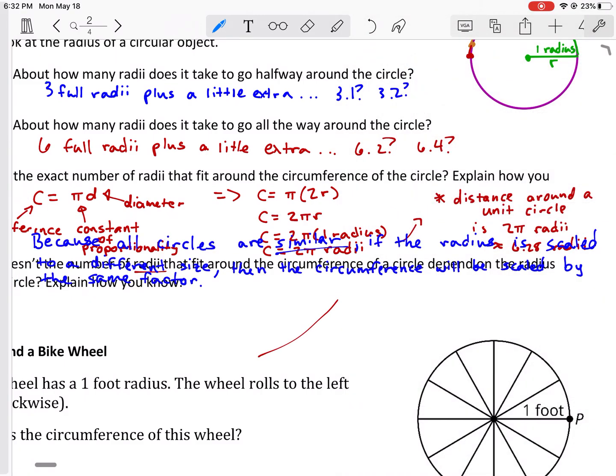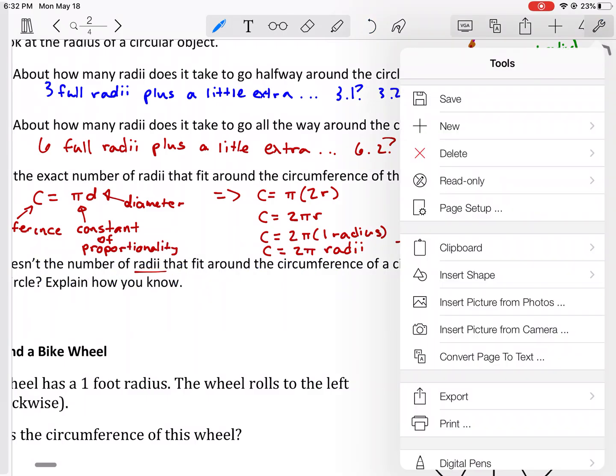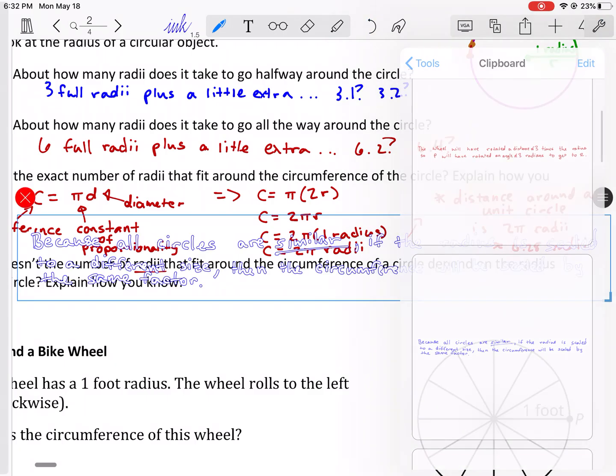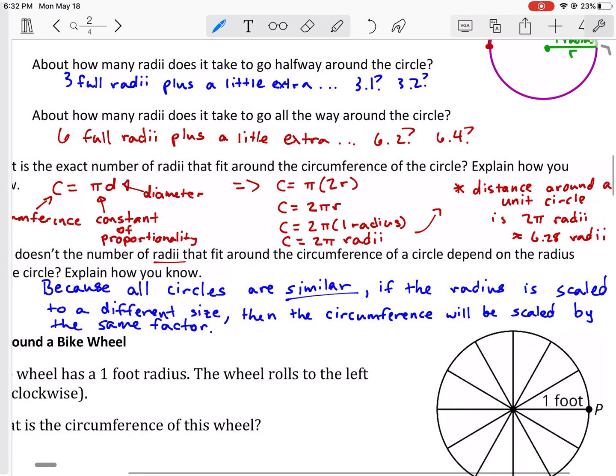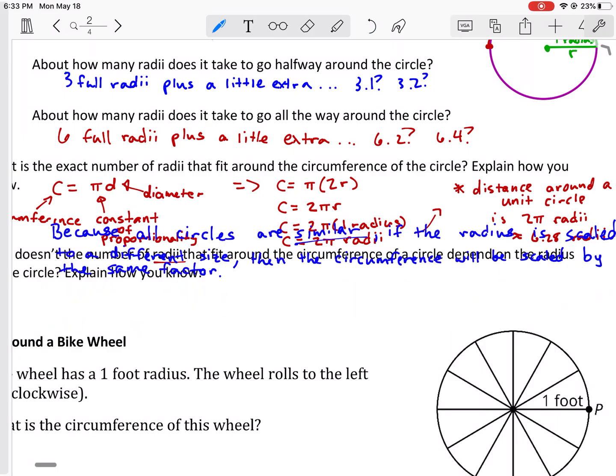And this is because all circles are similar to each other. So because all circles are similar, if we scale the radius to a different size, like I said, 2, then the circumference will be scaled by that same factor. So the circumference will also get larger.